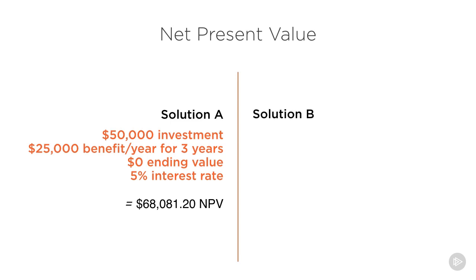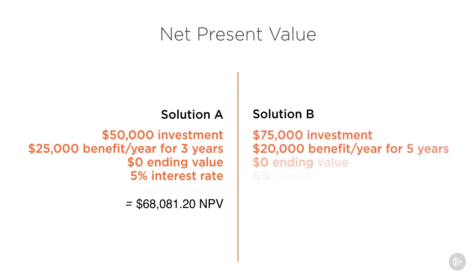Solution B indicates a $75,000 investment that has a $20,000 benefit per year for a 5-year time span. Again, we have a $0 ending value, but our interest rate is a bit higher because the investment is larger and we'd have to borrow more money. Even so, we see that the net present value of this investment is higher at more than $84,000 due to the greater payback period over the span of 5 years instead of 3.